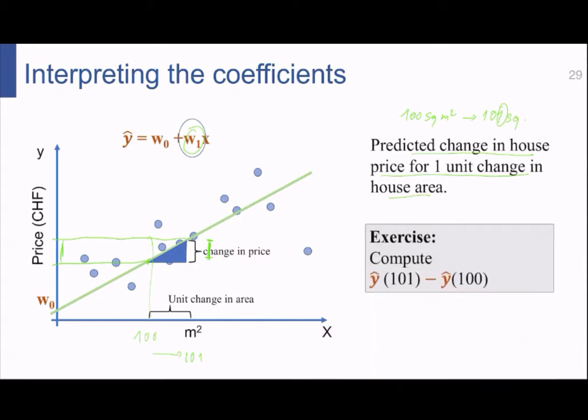In order to find out that this is actually the case, you can do this as an exercise at home. You can get y of 101 minus the y of 100, and you are going to see that what you end up with if you subtract these two values is actually W1. Right, I'll leave this as an exercise for you.